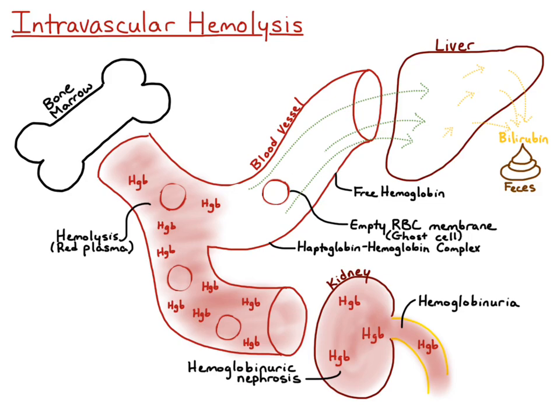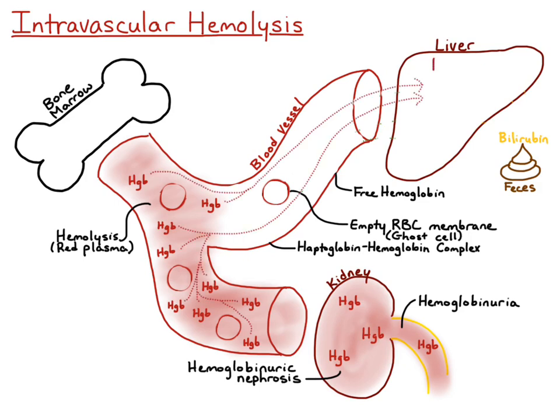Okay, I'm going to erase some lines so that I can draw some different concepts on this picture. The next thing that I'm going to draw is the hemoglobin being converted to bilirubin. So the hemoglobin does eventually make it to the liver, and the hepatocytes take up the hemoglobin even if it's not bound to haptoglobin. And the liver converts some of that hemoglobin to bilirubin and it is excreted.